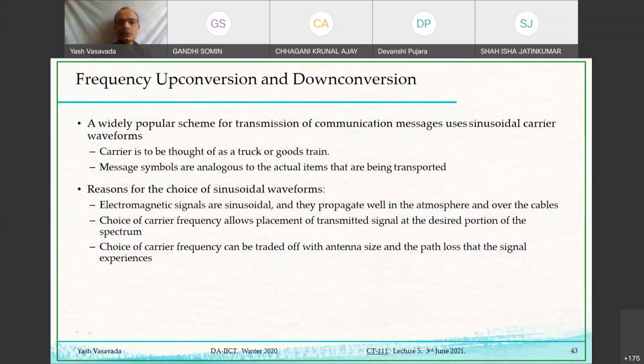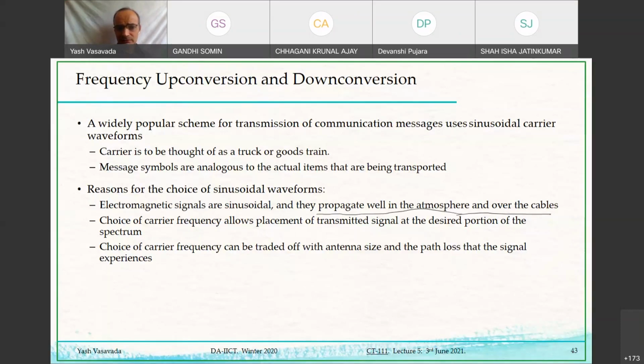These symbols that we have defined, let's say QPSK or 8PSK, have to be put on what are known as sinusoidal carriers. The purpose of this sinusoidal carrier is to allow these symbols to be transmitted in the atmosphere or over the cables. This is the entire purpose of up conversion and down conversion in frequency.